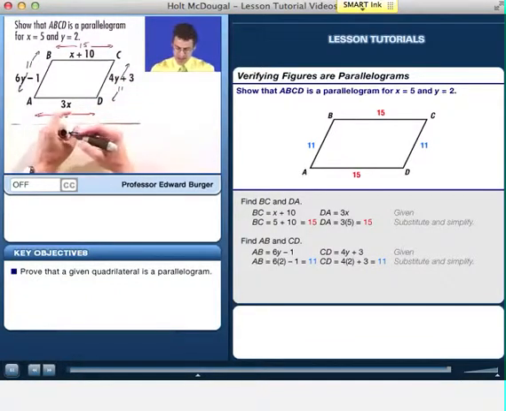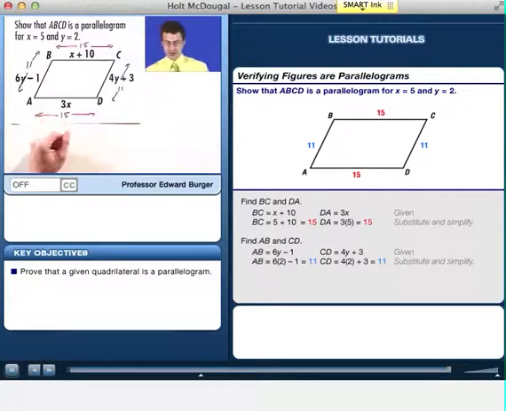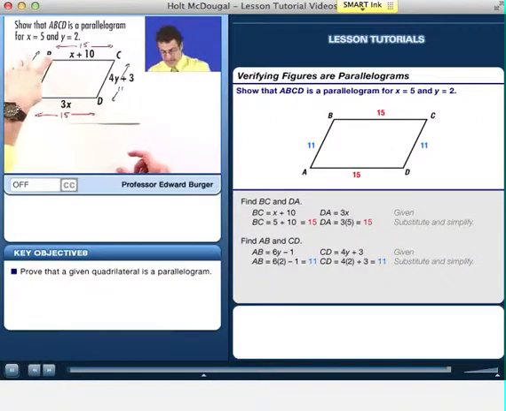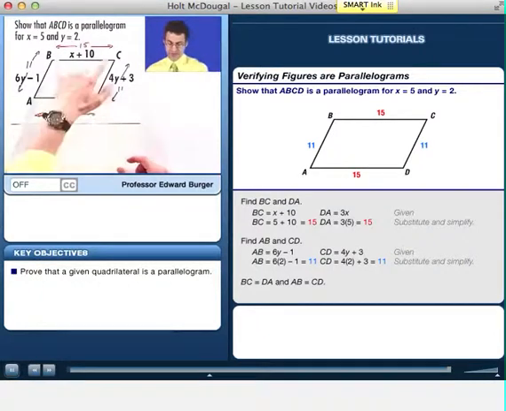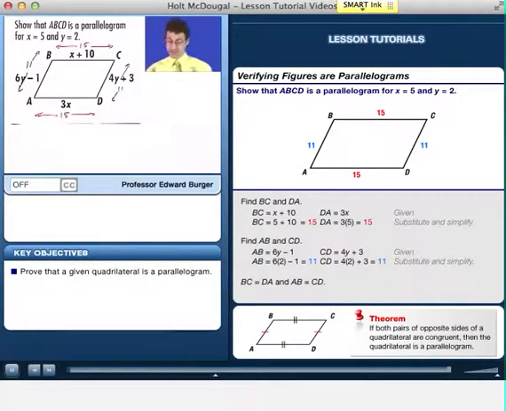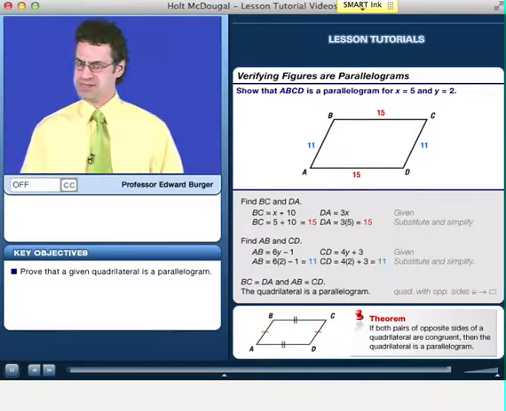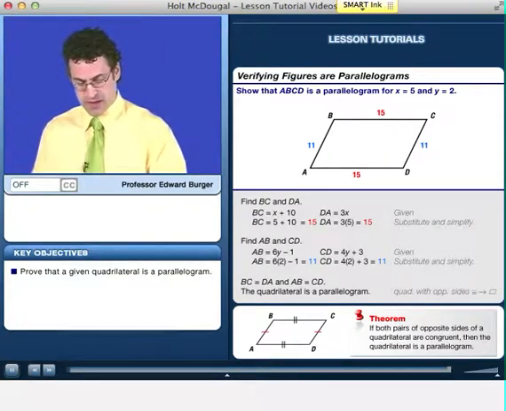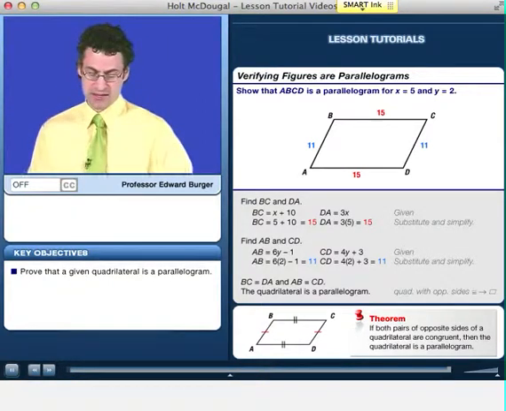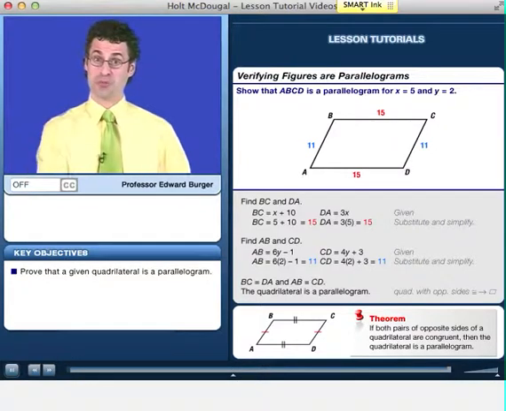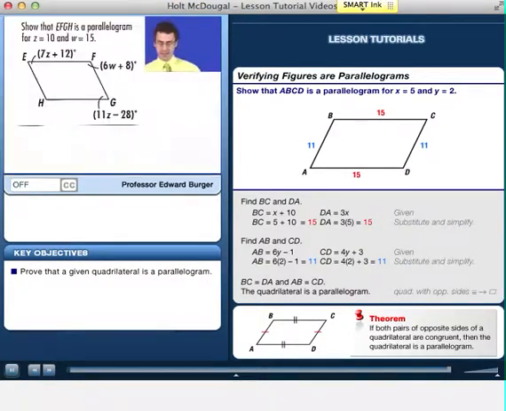Well, since I see that opposite sides of this quadrilateral have equal lengths, so 11, 11 for this opposite pair, and 15 and 15 for this pair, then that is enough for us to conclude that this, in fact, is a parallelogram. So that's a great property that implies parallelograms, which is that, in fact, if the opposite sides have the same length, so both pairs. Neat.